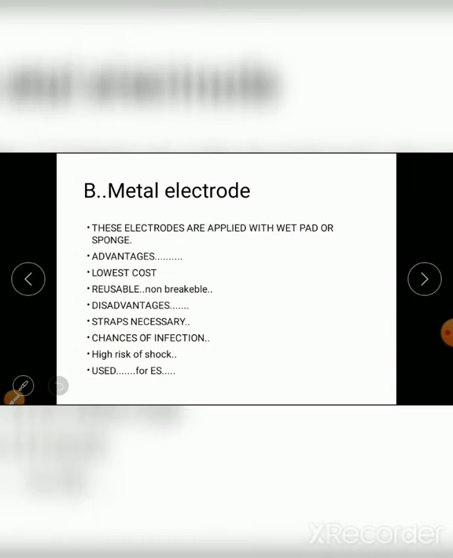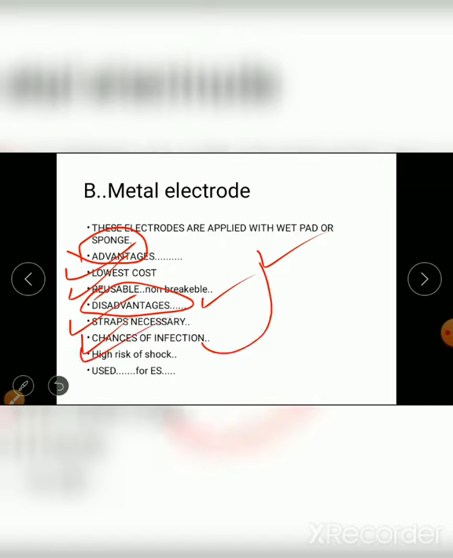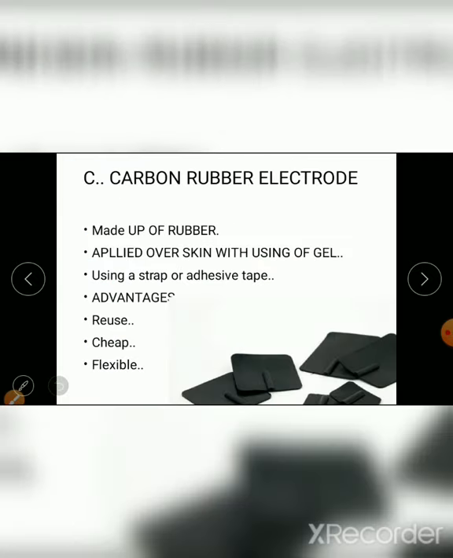Second type, metal electrode. These electrodes are applied with a wet pad or sponge. Advantages: lowest cost, reusable and non-breakable. The disadvantages: straps are necessary for the correct position, and there are chances of infection because the same electrode is used for each and every patient repeatedly, so the spread and chances of infection are high. There is also a high risk of shock because the material is made of metal. It is used in ES, that is electrical stimulation. The third type is the carbon rubber electrode.